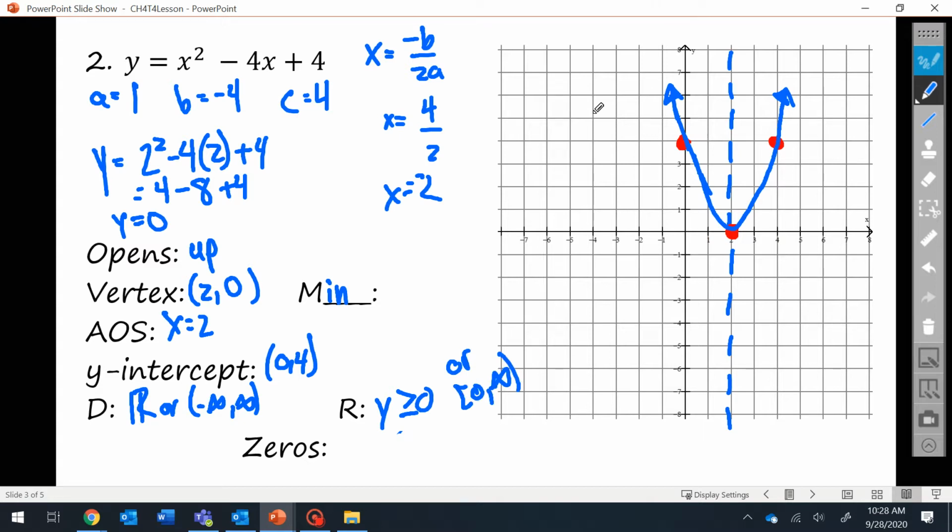All right, now this one only has 1, 0, one x-intercept, which is right here. The other one had 2 x-intercepts because it crossed through and came back and crossed through again, but this one touches the x-axis, turns around, and goes back up. So this only has 1, 0, and it is at x equals 2. So sometimes you could only have 1, 0, and sometimes you may not have any zeros at all.